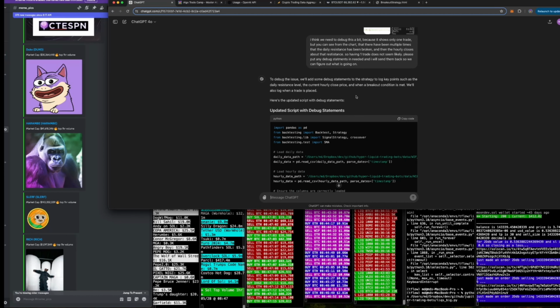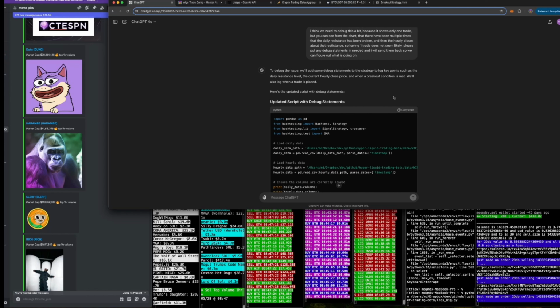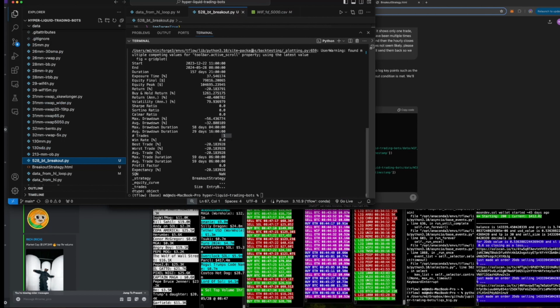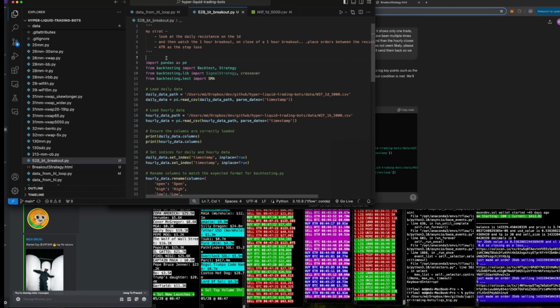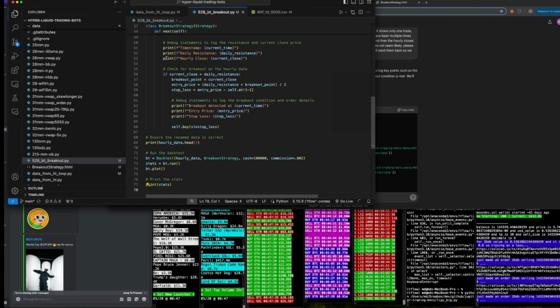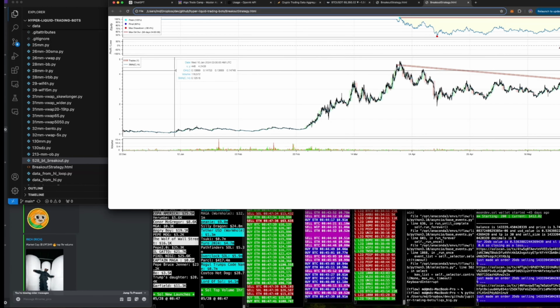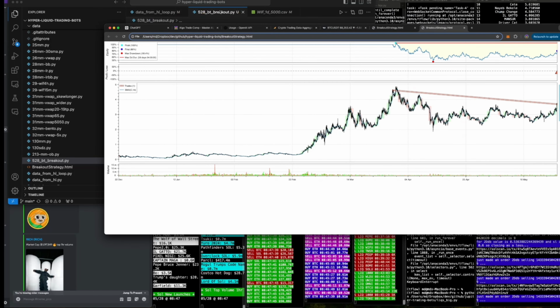Let's go ahead and see what they did. To debug the issue, we'll add some debug statements to the strategy to log key points such as daily resistance, the current hourly close price, and when the breakout condition is met. We'll also log when a trade is placed. Perfect. So remember, it's research, backtest, and then implement. We're backtesting this strategy right now. This is exactly what I want to see. I want to see all the trades. Well, there's only one trade, but that's the problem.